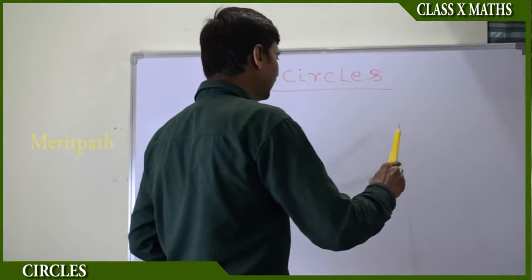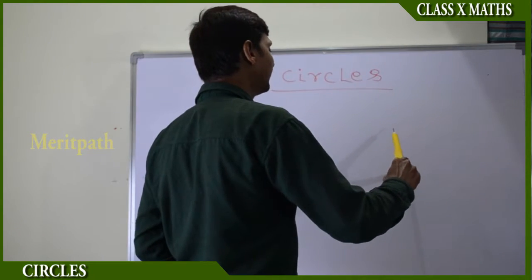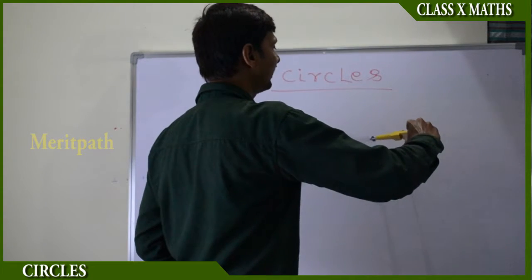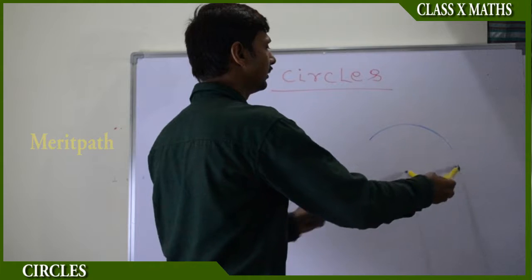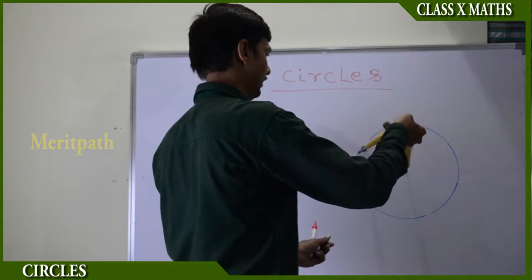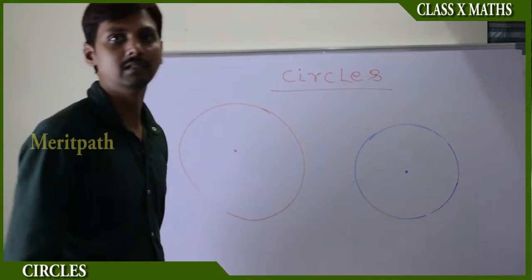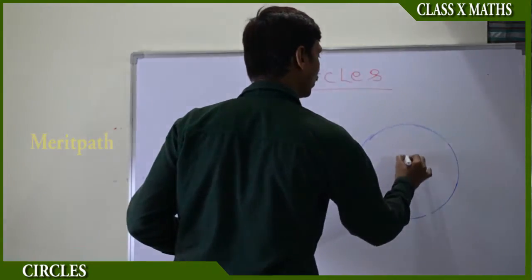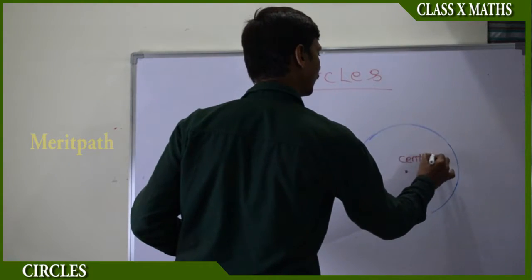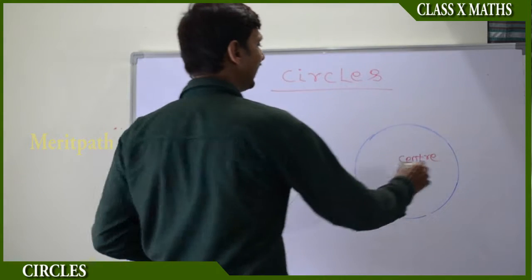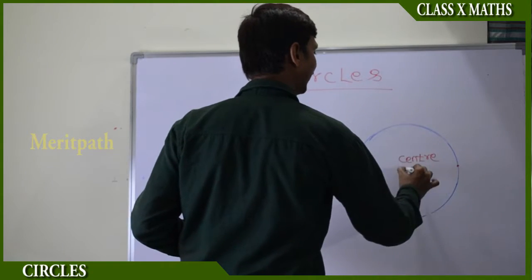Let us take a fixed point, and using this fixed point, let us draw a circle. So this is the circle. The fixed point is called the center of the circle. From the fixed point, take any point on the circle and join it.